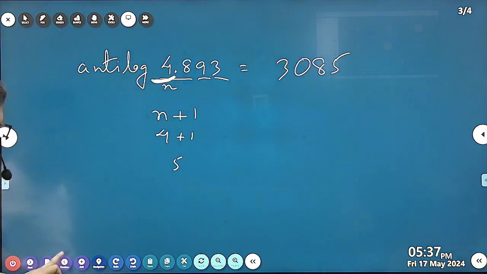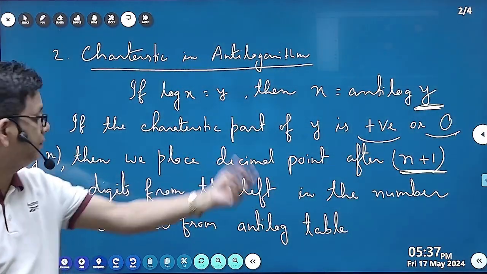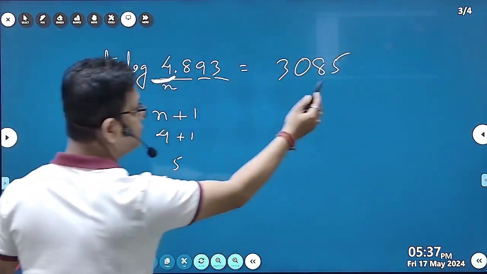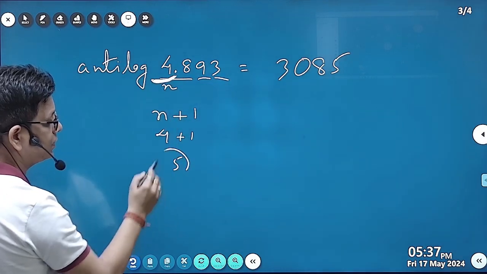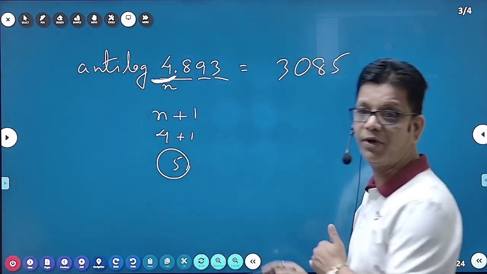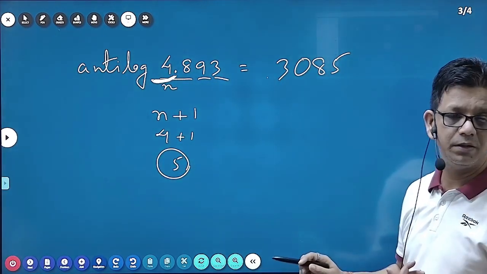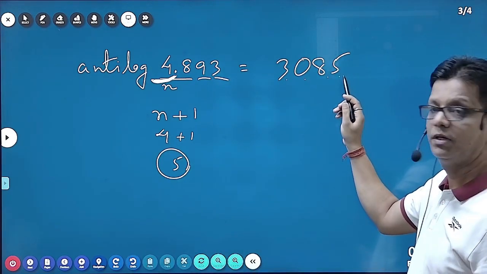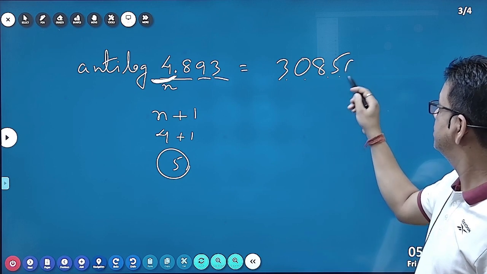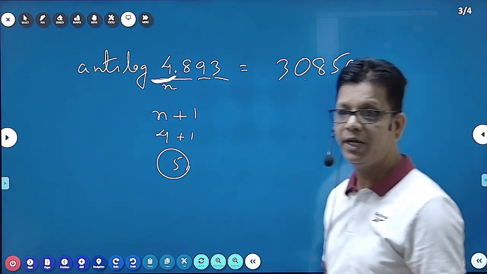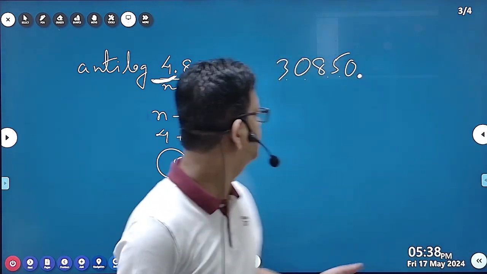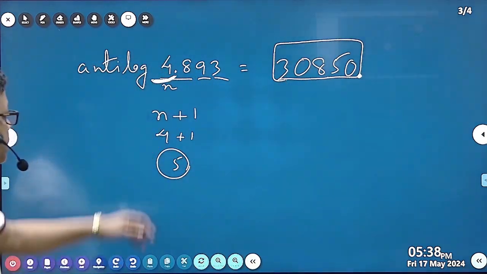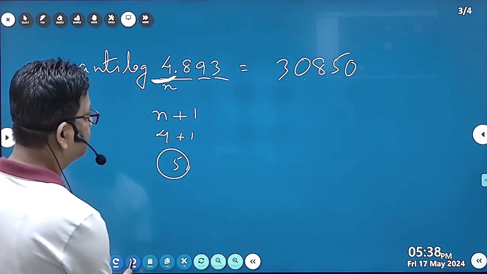The rule says, you see, we need to put the decimal after n plus 1 digits from the left in the number obtained from the anti-log table. That means you got the number now. Since this number was 4, 4 plus 1 how much? You have to put the decimal after 5 digits. So your counting from the left will start like this: 1, 2, 3, 4. There is no digit now. What you have to put? 0. Here you need to put the decimal. And putting the decimal here is meaningless. So it is actually the number 30850.